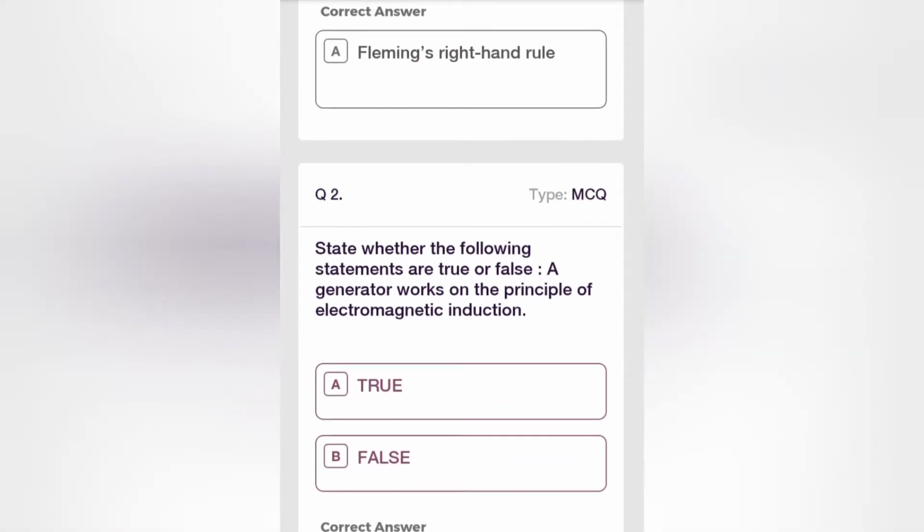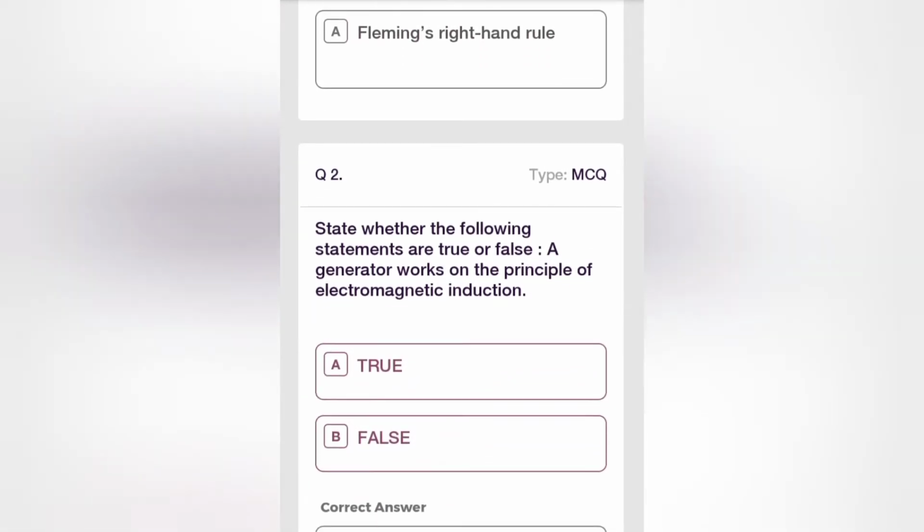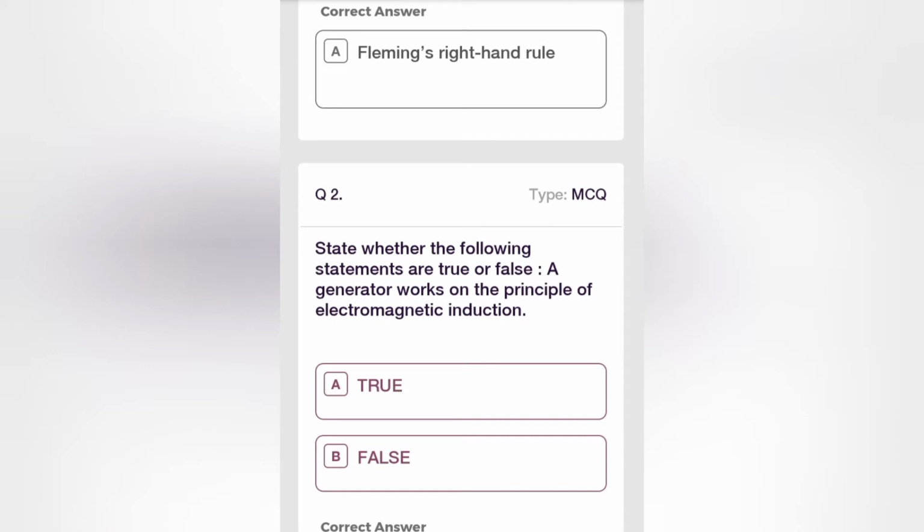State whether the following statements are true or false. A generator works on the principle of electromagnetic induction. Yes, that's true. Because whenever the conductor cuts the magnetic lines of force, EMF is induced. That is the principle of generator. It is electromagnetic induction. That's true. Option A, true. That's the right answer.